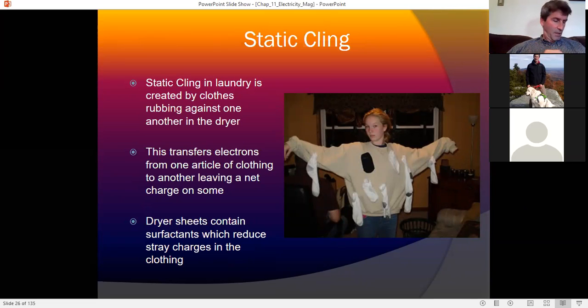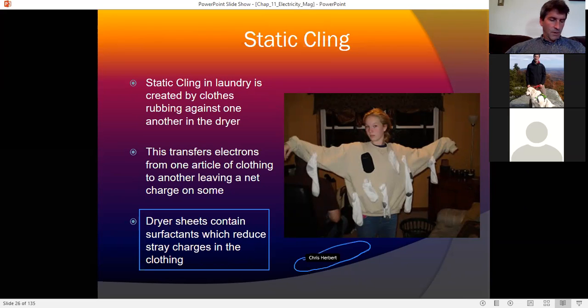That's why we use dryer sheets. Dryer sheets have a special chemical called a surfactant. And surfactants have a positive end and a negative end. They're long molecules with a positive end and a negative end. And they'll pick up the charges as your clothes give them up. And in doing so, they'll neutralize the net charge.